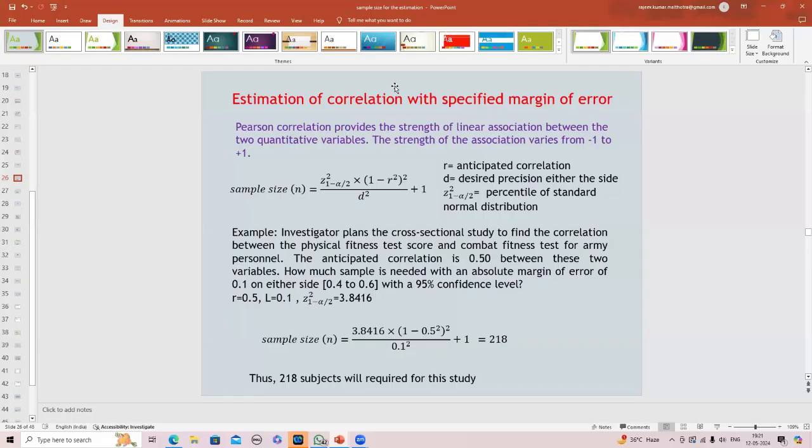If you are using convenient and snowball sampling, whatever number you are getting, you have to take with that number. There is no rule for calculating the sample size for snowball. Thank you.